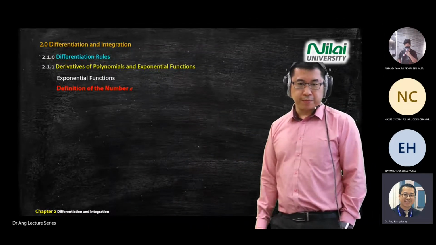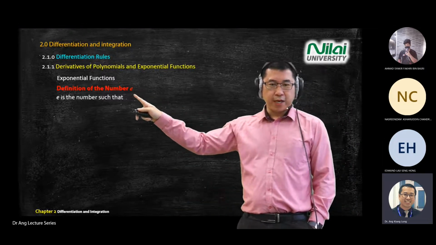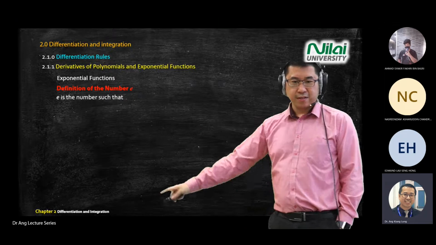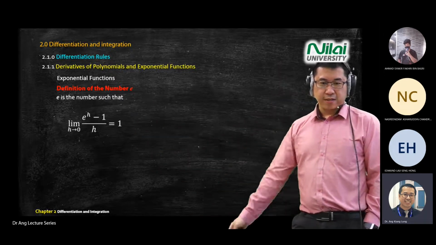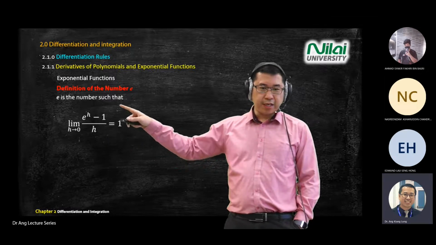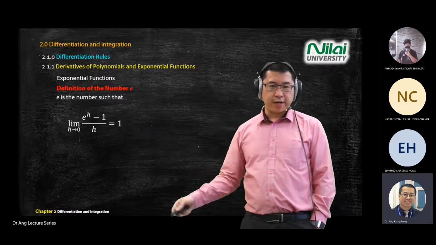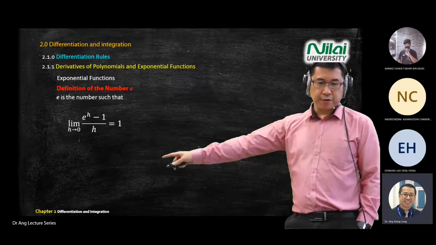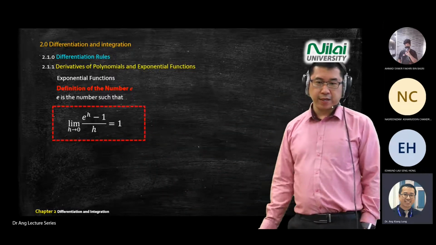Next, exponential. What happens if you look at e? If you take the limit of e to the power h minus 1, divided by h, you'll get 1. Okay, as h approaches 0, you will get 1.